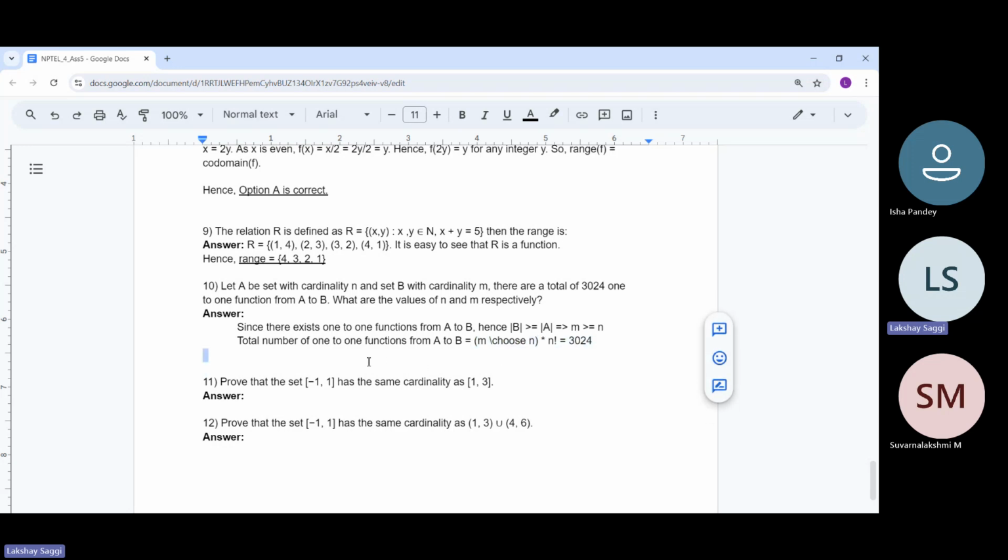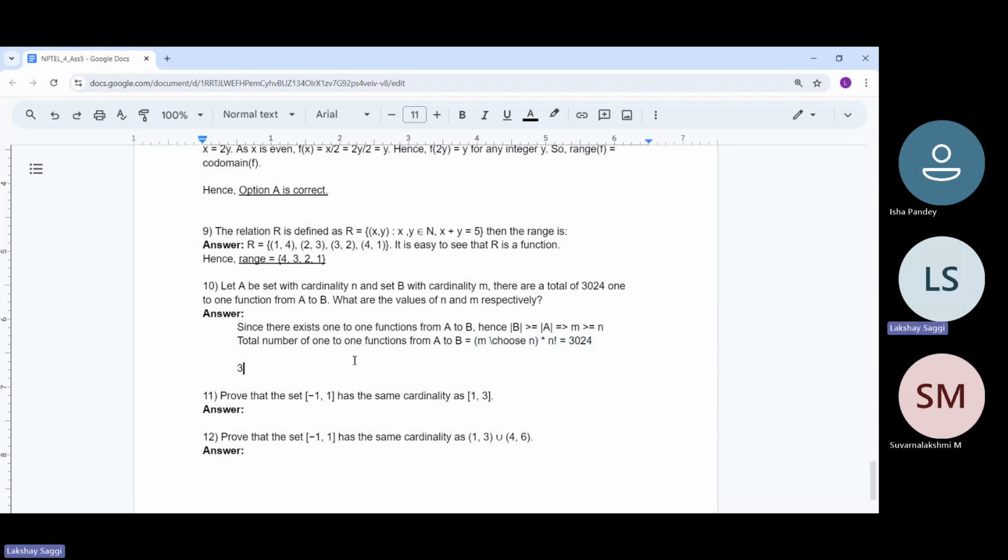And note that m and n are integers. So first, we just do a factorization of 3024. Since these are two variables and one equation, you can't solve it directly, so we need somewhat of a guess, but we also need to use the constraint that m and n are integers, because cardinalities are always integers. So we'll need to guess two integers such that this value comes out to be 3024 and also m is greater than or equal to n. So how do we do this?